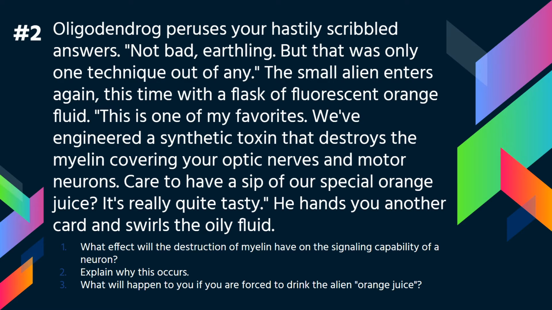We've engineered a synthetic toxin that destroys the myelin covering your optic nerves and motor neurons. Here to have a sip of our special orange juice. It's really quite tasty. He hands you another card and swirls the oily fluid. Number 1. What effect will the destruction of myelin have on the signaling capability of a neuron? Number 2. Explain why this occurs. Number 3. Explain what will happen to you if you are forced to drink the alien orange juice.